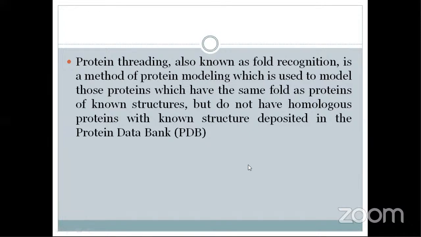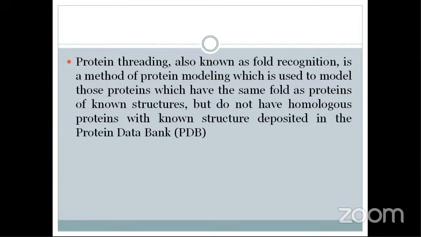So protein threading, also known as fold recognition, is a method of protein modeling which is used to model those proteins which have the same fold. As I told, the same fold, that is the helix, sheets, and the turns. This is not saved exactly in the protein data bank. It is saved in the protein secondary structural components, that is CASP, and one more software. There are two particular secondary structural information in that it is saved.